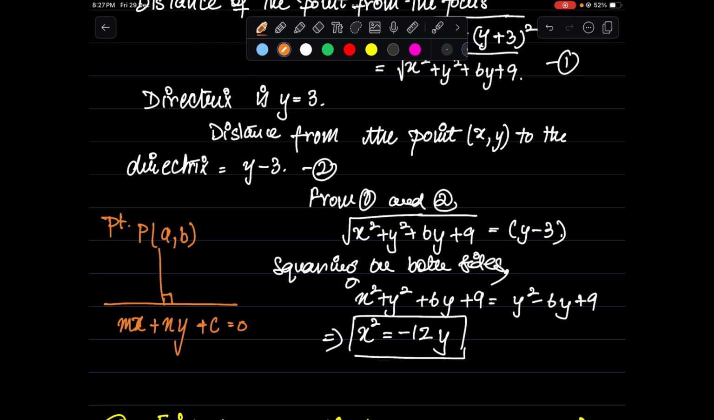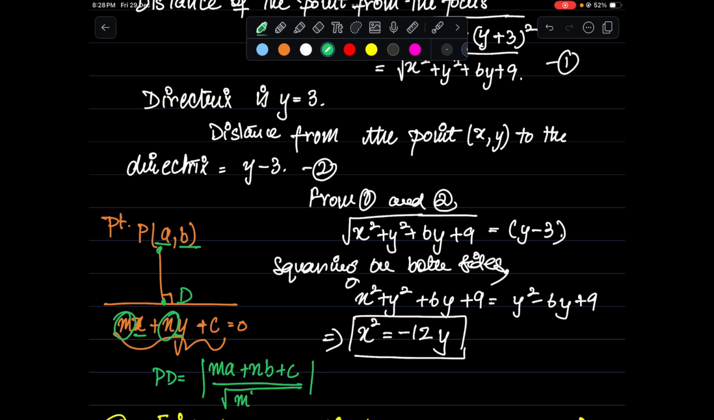Now when you do this, keep in mind to bring all the terms to one side and it should be equal to 0. Now for this distance, let's say PD, the distance is going to be in mod. You substitute a and b in place of x and y in this equation. So you get |ma plus nb plus c| divided by the square root of the sum of the squares of the coefficients of x and y in the equation.